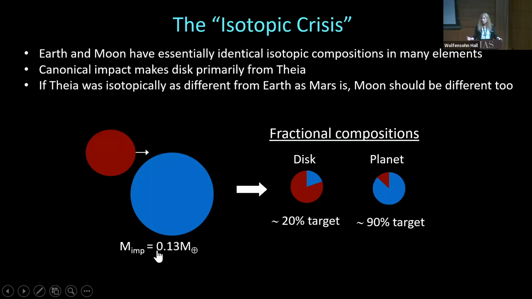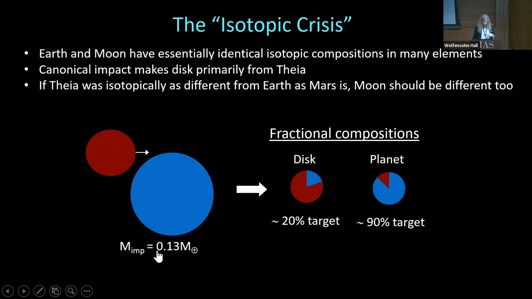So here's the isotopic crisis. We saw that the canonical impact makes the disk primarily from Theia, and yet all of the other data we have on what other things in the solar system look like from meteorites and meteorites from Mars suggest that Theia would likely have been isotopically different from the Earth, as indicated schematically by the different colors here. And if so, you end up with a disk and a planet after the giant impact that have very different compositions, and you'd expect the moon to be isotopically distinct, and yet it's not.